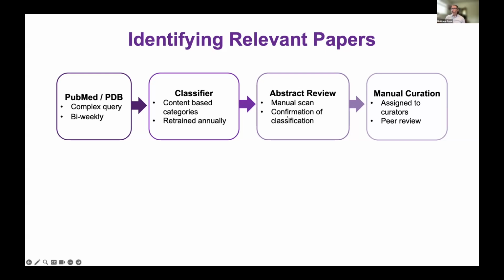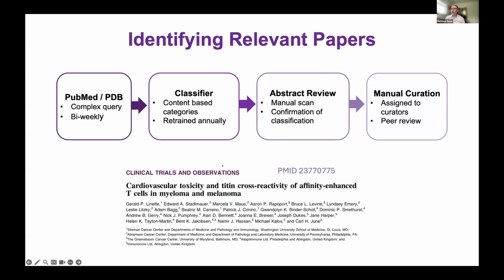Then the next step is a senior curator scans through the abstracts of those papers to provide human-level confirmation that the papers are actually curatable. And then once confirmed, those papers are assigned individually to curators for manual curation. And we'll be looking at an example paper today to help bring the curation process to life. So you can see here the PubMed ID of this paper. This is a cancer paper that I recently curated and is now available in the CEDAR database.